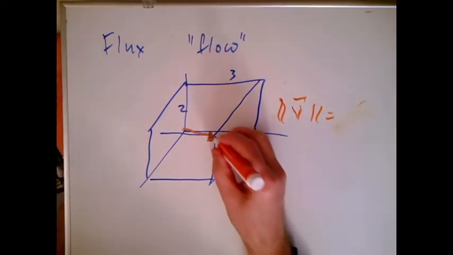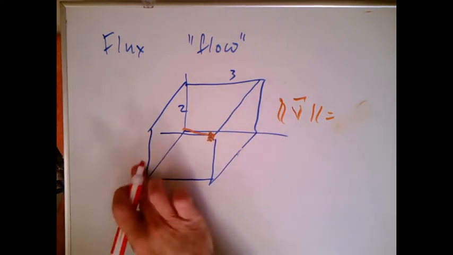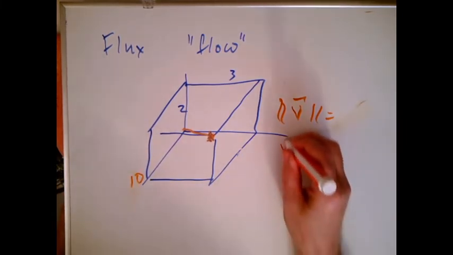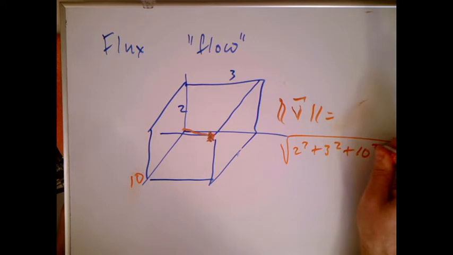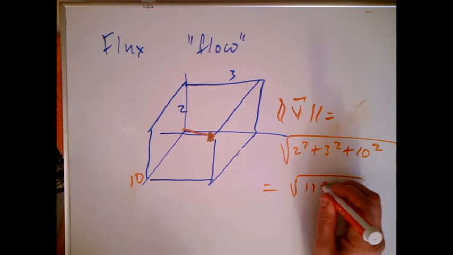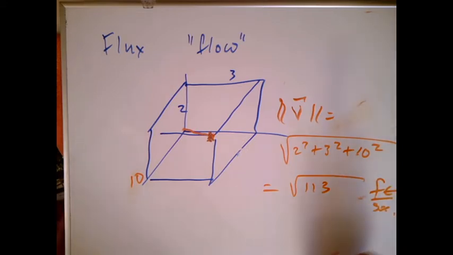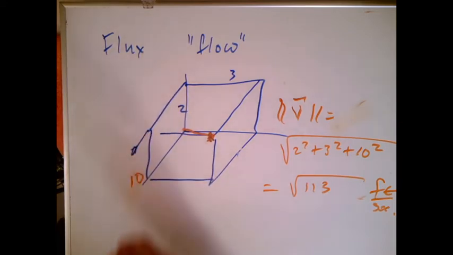If this is actually, well, we haven't said how far to go in here. Let's say we go 10 over, like this. Then the length of the velocity vector is going to be the square root of 2 squared plus 3 squared plus 10 squared. That's 4 plus 9 plus 100, which is 113. Square root of 113, which is a little bit bigger than 10. Now the flux is not going to be the square root of 113 times the 6, because not all of the 113 is actually headed in the direction that we've designated as positive.